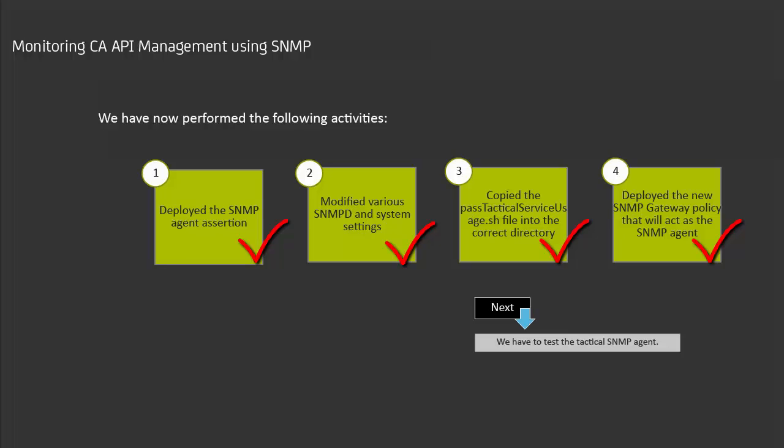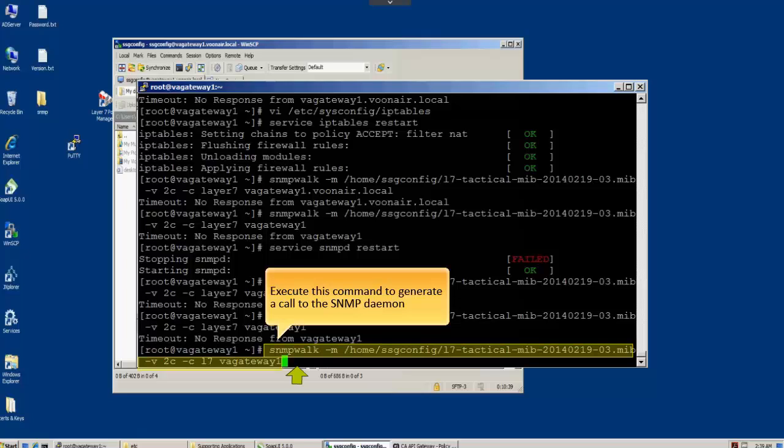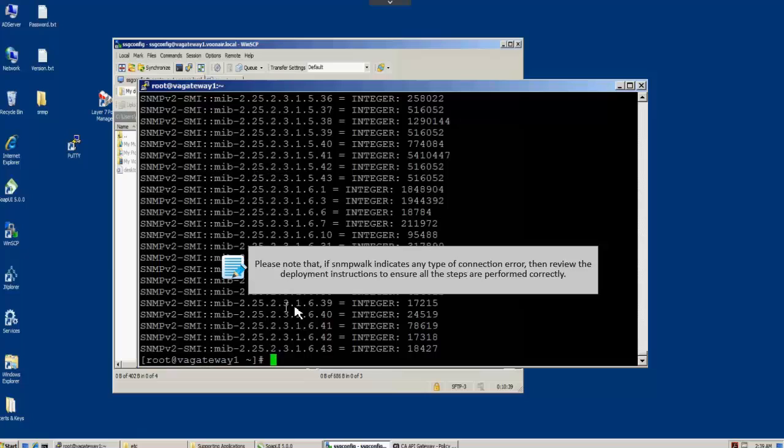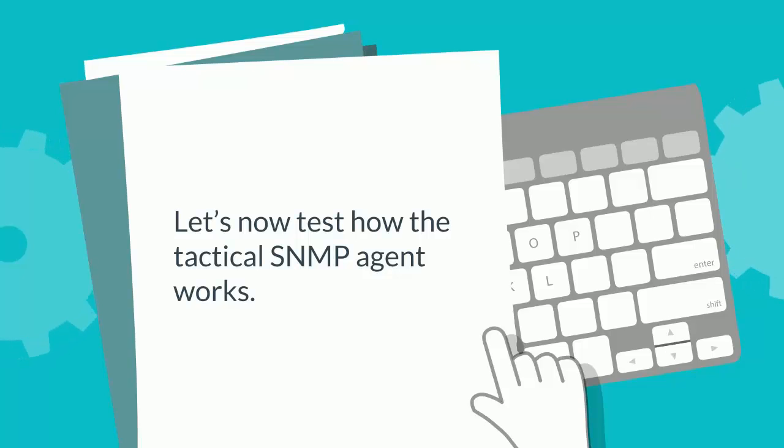Next, we have to test the Tactical SNMP agent. Execute this command to generate a call to the SNMP daemon. Please note that if snmpwalk indicates any type of connection error, then review the deployment instructions to ensure all the steps are performed correctly. Let us now test how the Tactical SNMP agent works.